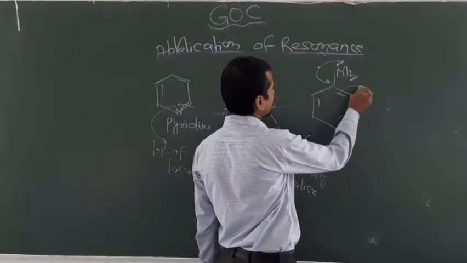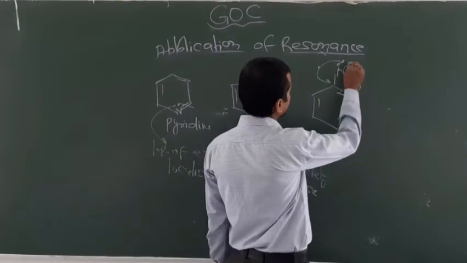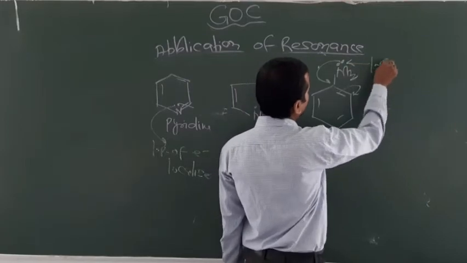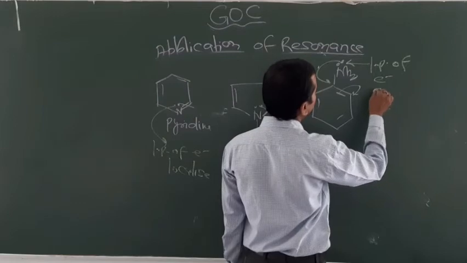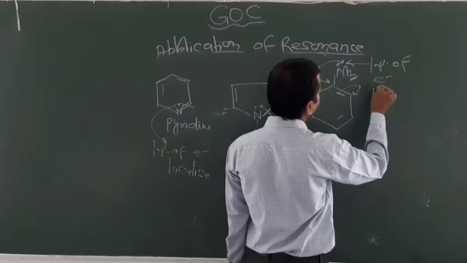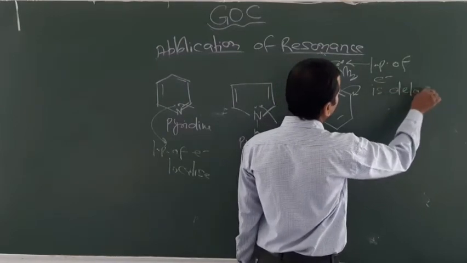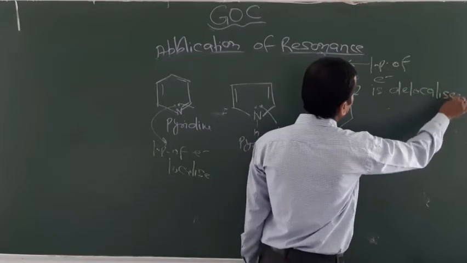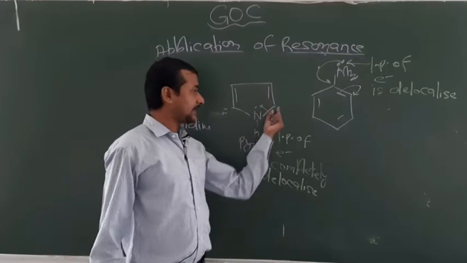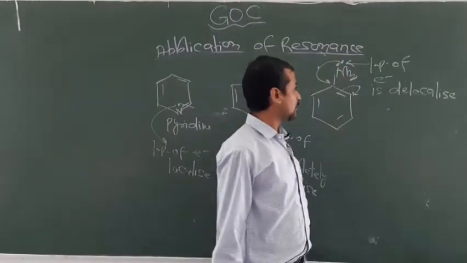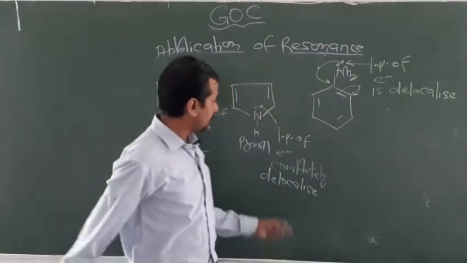This lone pair is also delocalized. Here this lone pair of electrons is delocalized. But here the complete delocalization takes place in the ring, but this is outside the ring. So that's why this is more basic than this.